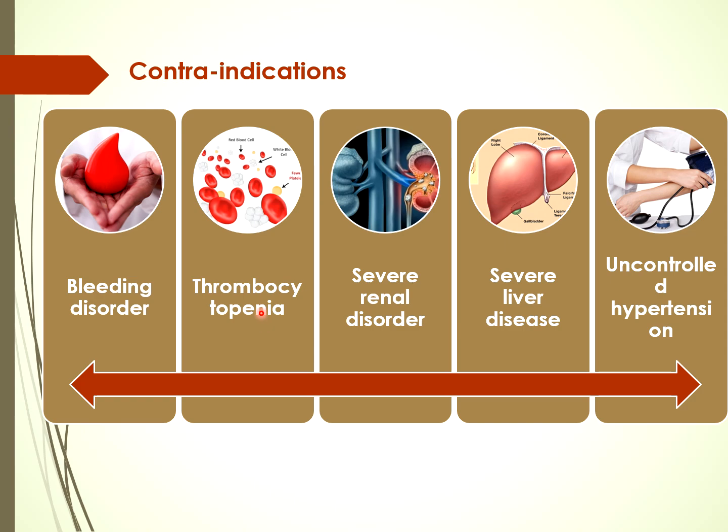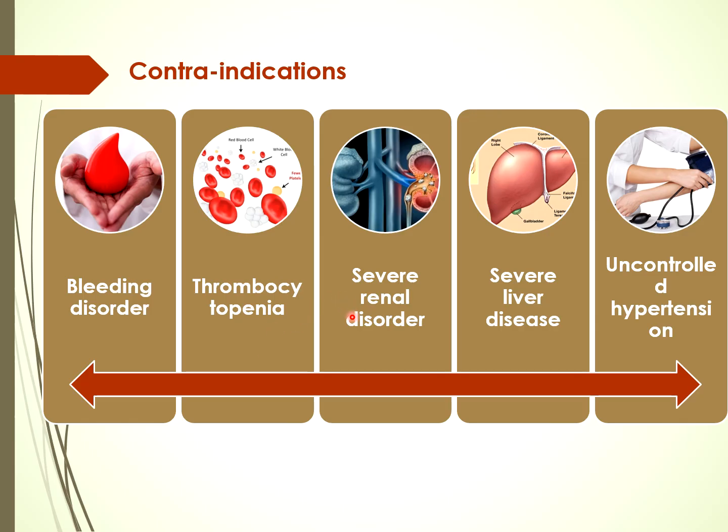If the person has thrombocytopenia, thrombocytopenia is the condition where the platelet count is low. The platelet action is to promote the coagulation. So in thrombocytopenia, due to low platelet count, there is difficulty in formation of clot in the blood. If we administer low molecular weight heparin, again this may cause excessive bleeding.